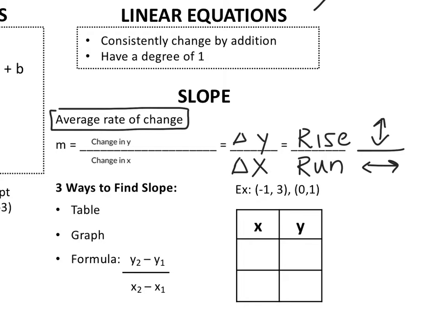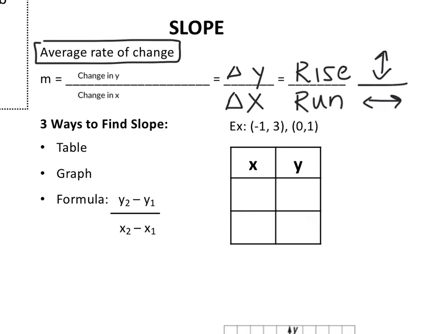So there are 3 ways to find slope when you're given 2 points. You could make a table. To do the table, you would put your points in. Make sure you go across with your x, y, and then you're going to find the change. So what's the change from 3 to 1? That's your change in y, down 2. Your change in x, you go the same direction. How do you get from -1 to 0? You would have to go up 1.